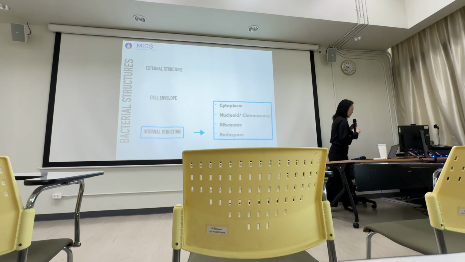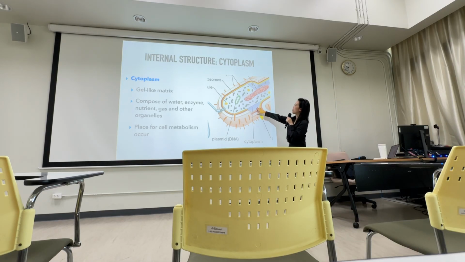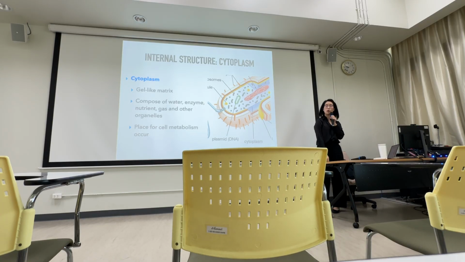For the internal structure, they are composed of cytoplasm, nucleoid, ribosomes, and endospores. The cytoplasm is the pale blue area here. It is a gel-like matrix composed of water, enzymes, nutrients, and gases of the bacteria, and it is also the place where cell metabolism occurs. In this cytoplasm, there is the place that contains the chromosome, plasmids, and other organelles of the bacteria.